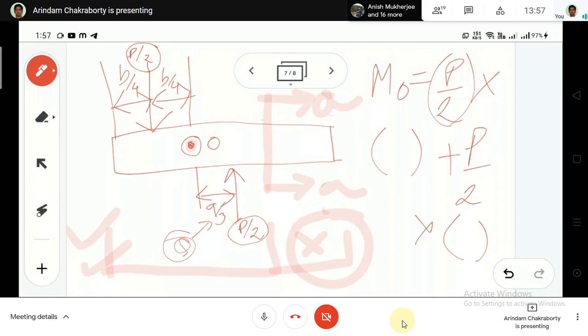Now can anyone tell me why I have given plus and plus, why both are positive? Can anyone tell me? Any answers? Why both are positive?